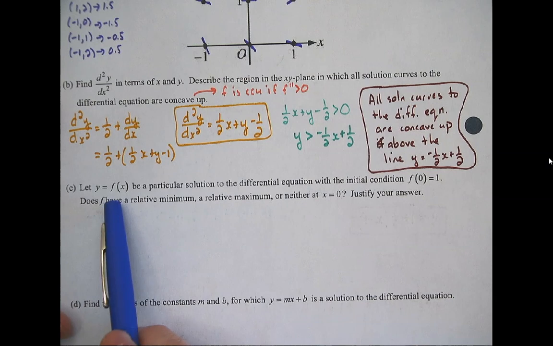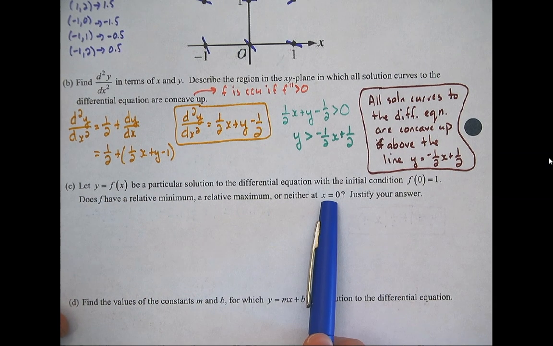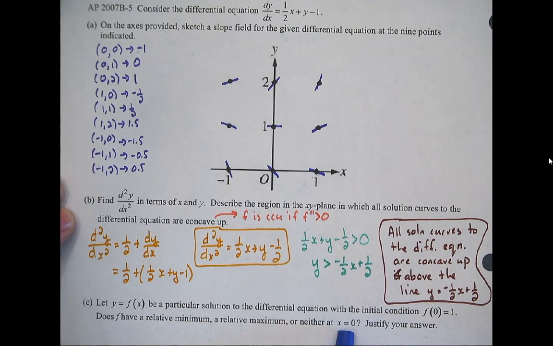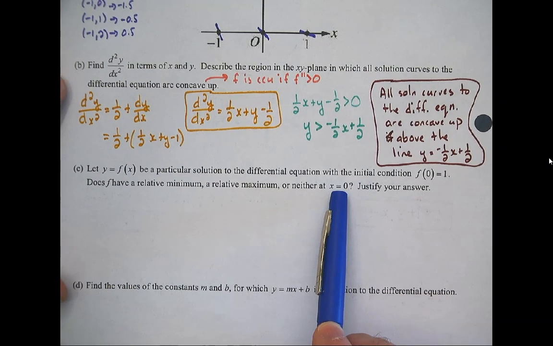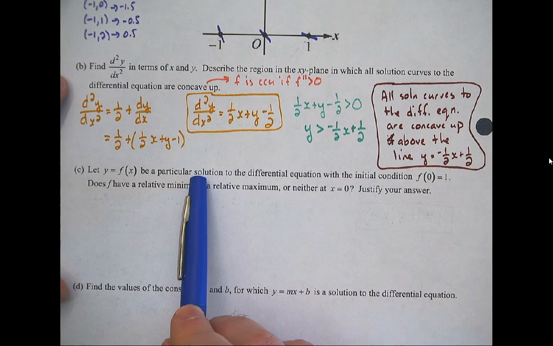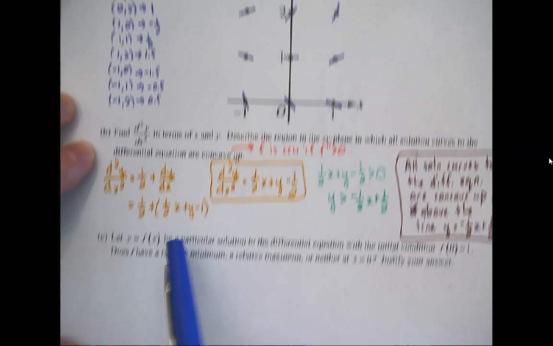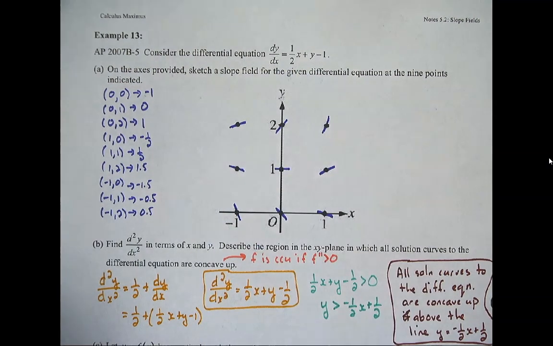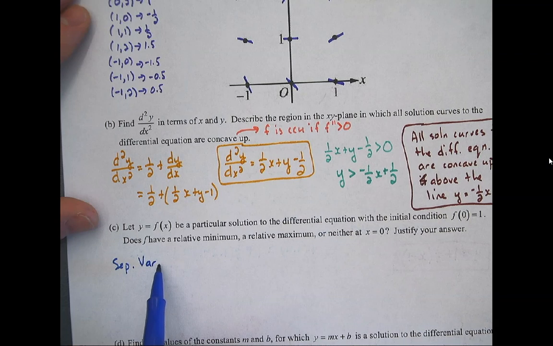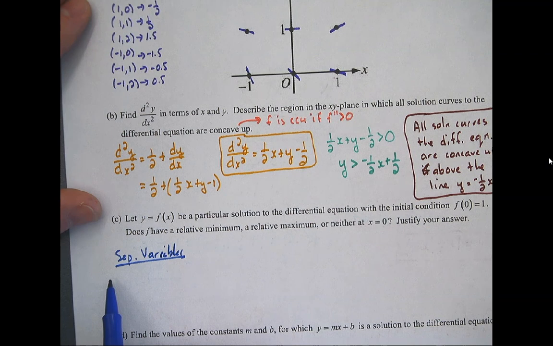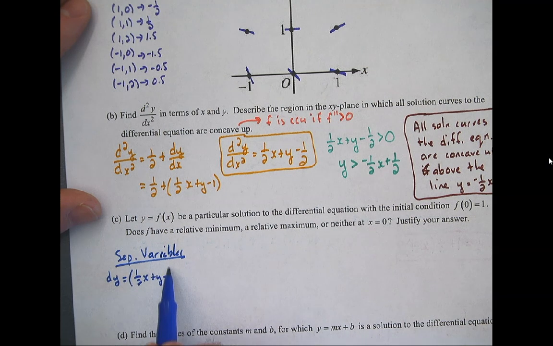Alrighty, let y equal f of x be a particular solution. So that's usually a sign that we can figure out the actual solution. Oh, no. We won't be able to figure that out, will we? Because we can't separate variables. I would try to separate variables, but look again. I'd have to multiply by dx first, let's say. I wouldn't have to do that, but I'm choosing to. And you'll see where the problem is.